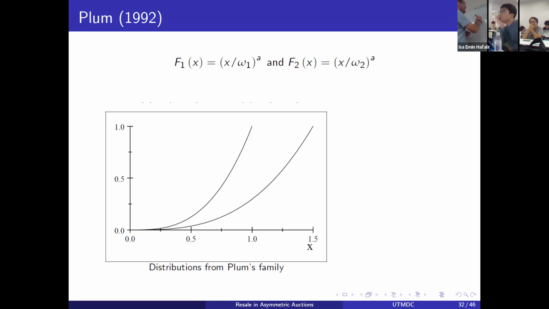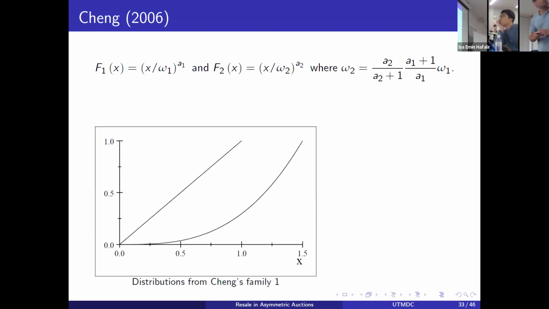What Plum has done in his paper is generalize this to power distributions. So now you allow for these kinds of distributions. They have the same power; A can be anything, but they are defined over different intervals. Here, typically W1 is greater than W2. So W1 is the strong bidder, W2 is the weak bidder. For this case, a solution to the differential equation exists for auctions without resale.